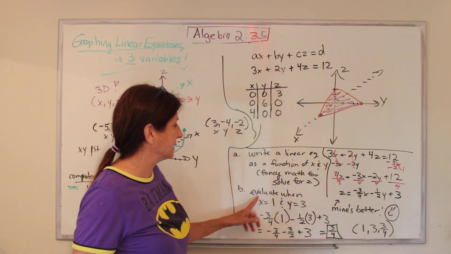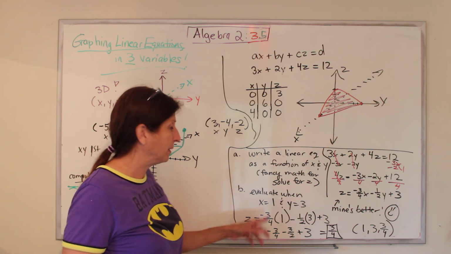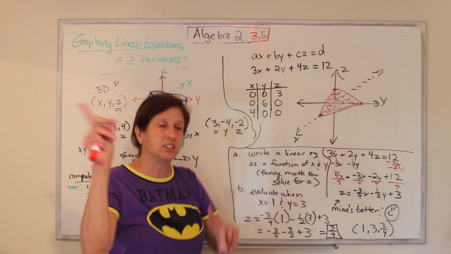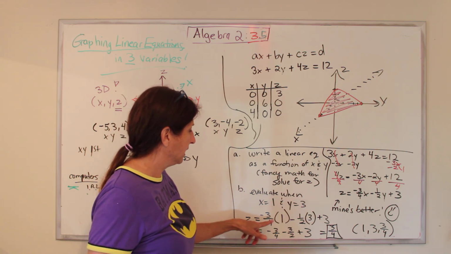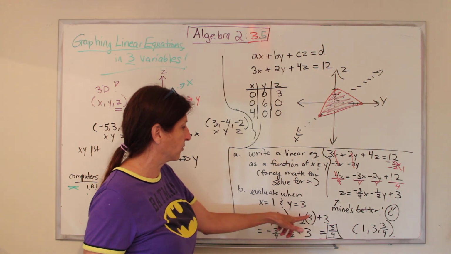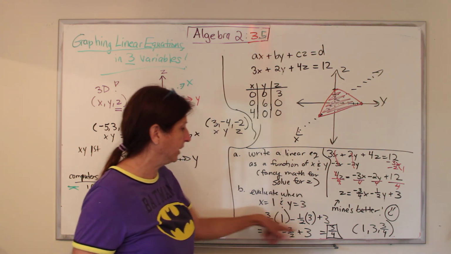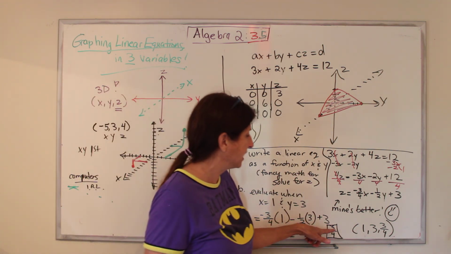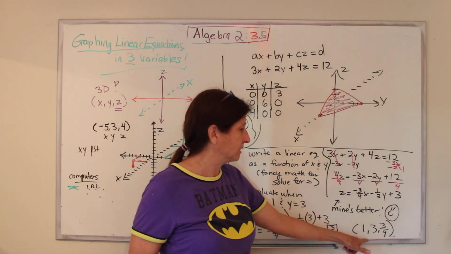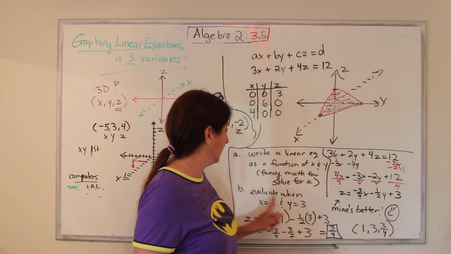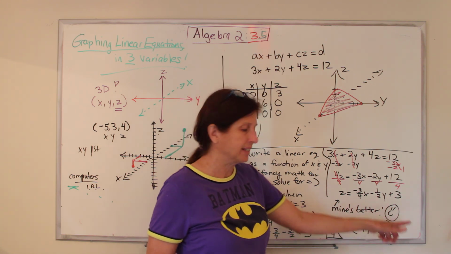So then the other thing they said, evaluate when x equals 1 and y equals 3. All that means is you substitute 1 in for x, 3 in for y, and do it. So 1 times negative 3/4 is negative 3/4. 3 times negative 1/2 is negative 3/2 plus 3. You can do it in your calculator or do the fractions, and it equals 3/4. One way you might have to tell your answer is as an ordered triplet, it would be 1, 3, 3/4, x, y, z.